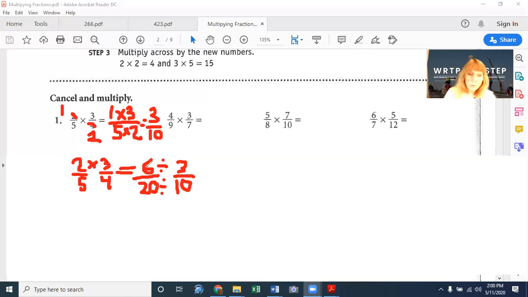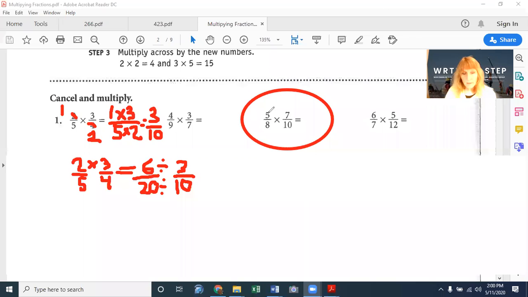And a lot of times when you get bigger answers, it's actually better to be able to cancel first than try to figure out what numbers will divide into the top and the bottom the same. So let's try another one with canceling. Let's go to this one right here. And let's take a look at what can be canceled.